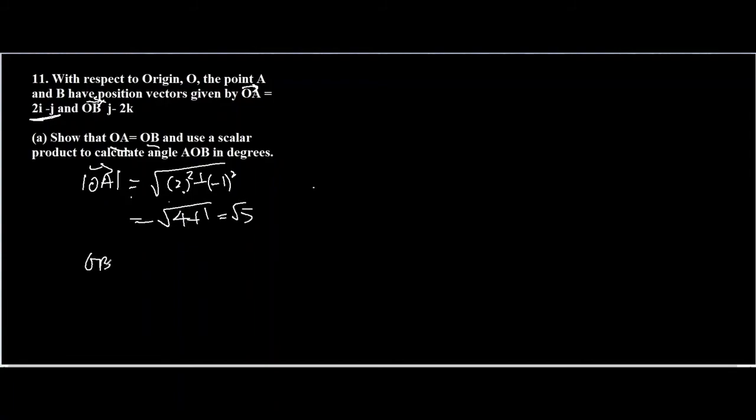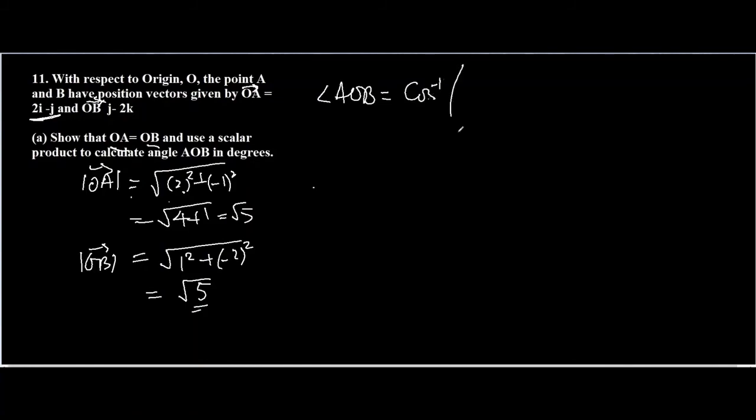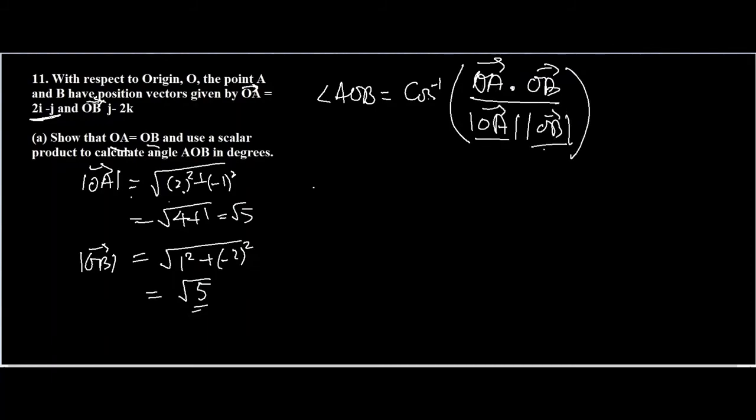Similarly, OB will be square root of 1 squared plus minus 2 squared, and obviously this also comes out to be square root 5. They are equal. So now they're saying use the scalar product to find the angle AOB. So angle AOB will be cos inverse of OA dot OB, the scalar product, divided by the magnitude of OA and the magnitude of OB. We already know these two, so OA dot OB we have to find out.